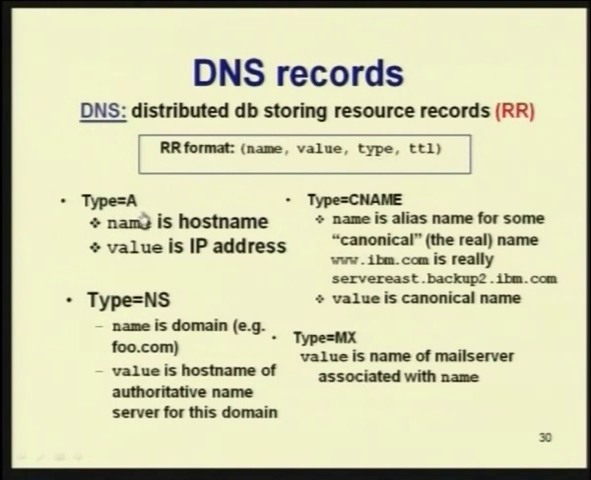You have an A type record, which consists of the host name to IP address mapping. Then you have an NS type record, in which case name is the domain and value is the host name of the authoritative name server for this domain. That is, this is to point to the next server. Then you have a CNAME, which is used for aliasing purposes. Then you also have a type called MX, in which case the value is the name of the mail server associated with the name. So, you can also use it for resolving mail server addresses.